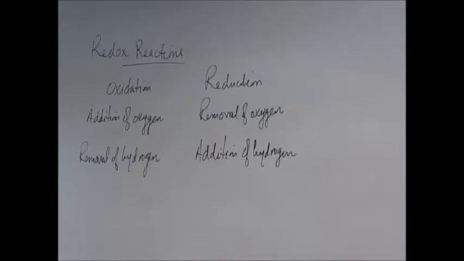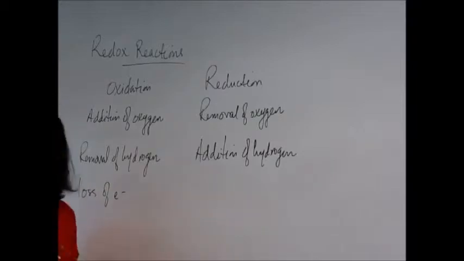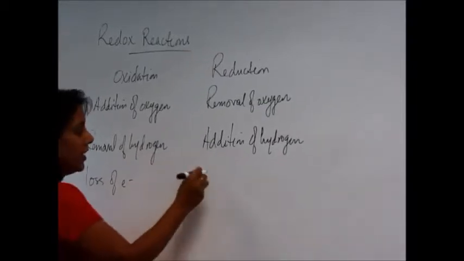And the last definition is then the electronic definition. It's the give and take of electrons, because in almost all reactions you will have some sort of give and take of electrons. So oxidation is then loss of electrons, and reduction would be then gain of electrons.